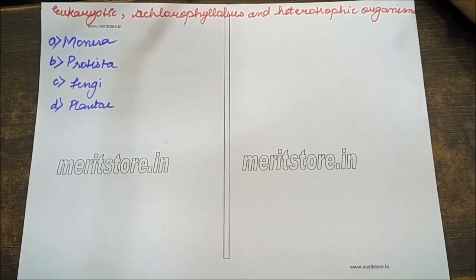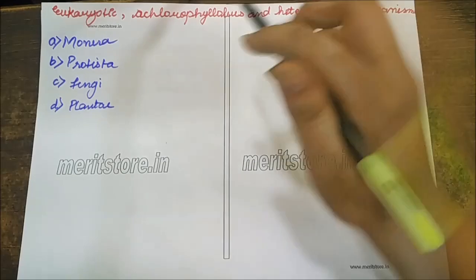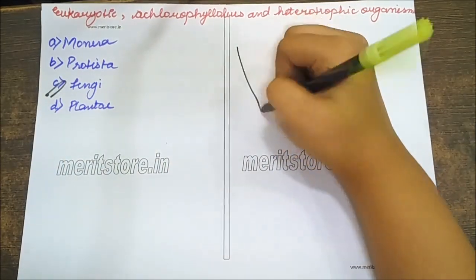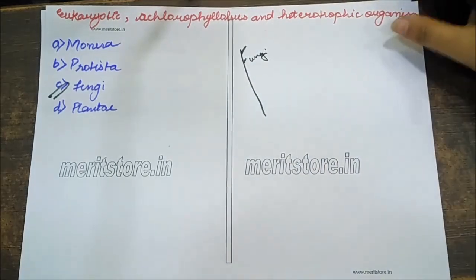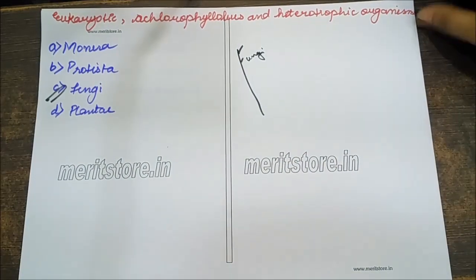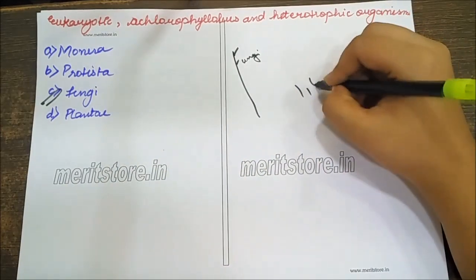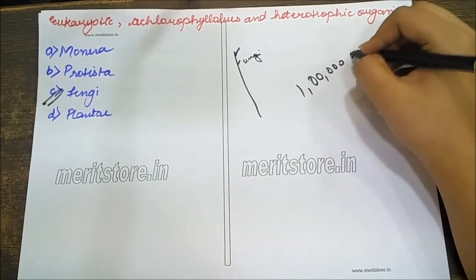Let's move on to the next question. Eukaryotic, achlorophyllous and heterotrophic organisms: Monera, Protista, Fungi or Plantae? And the answer for this is fungi. Let's know how. Fungi is a large kingdom of over 1 lakh species.